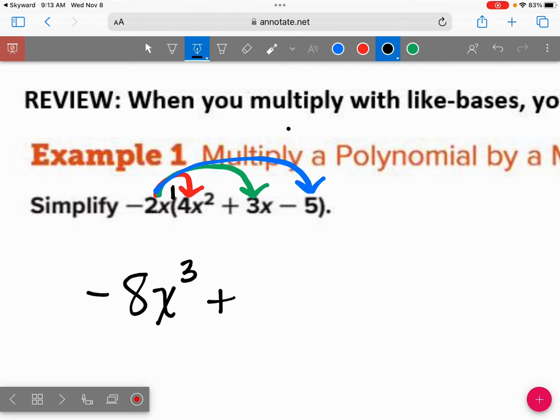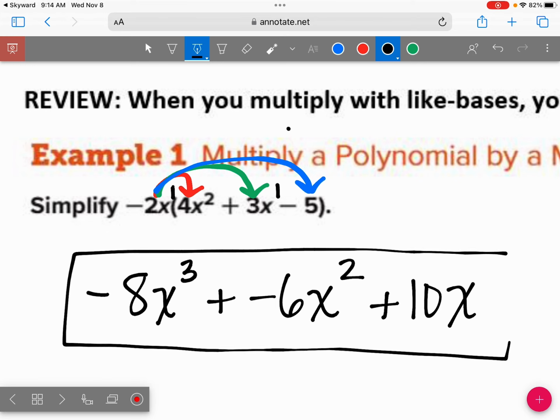And now we're going to multiply the negative 2 times 3. So what's negative 2 times 3? So we have a negative 6. And again, I'm adding. So 1 plus 1 would be x squared. And then lastly, I have negative 2 times negative 5. So negative 2x times negative 5 would be a positive 10x. That is your answer.